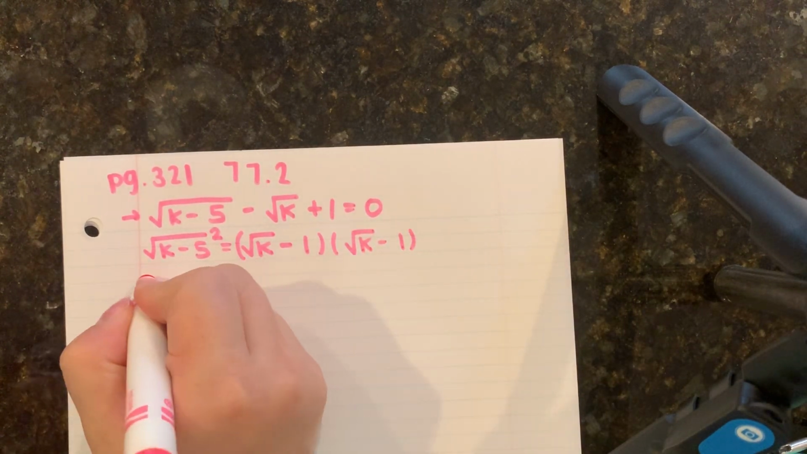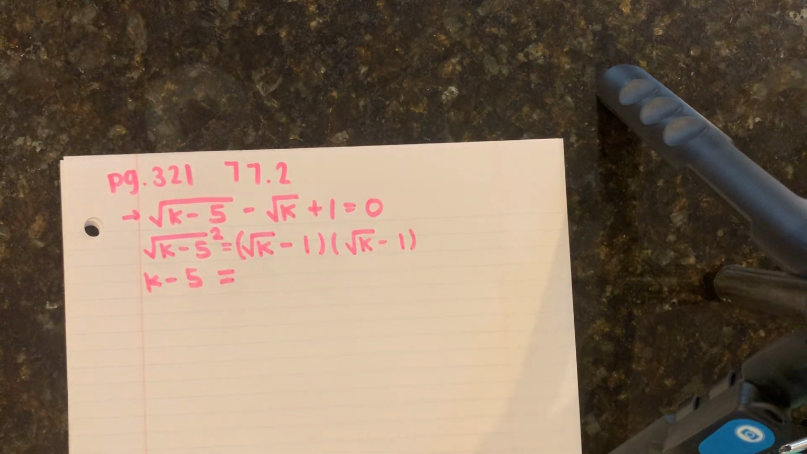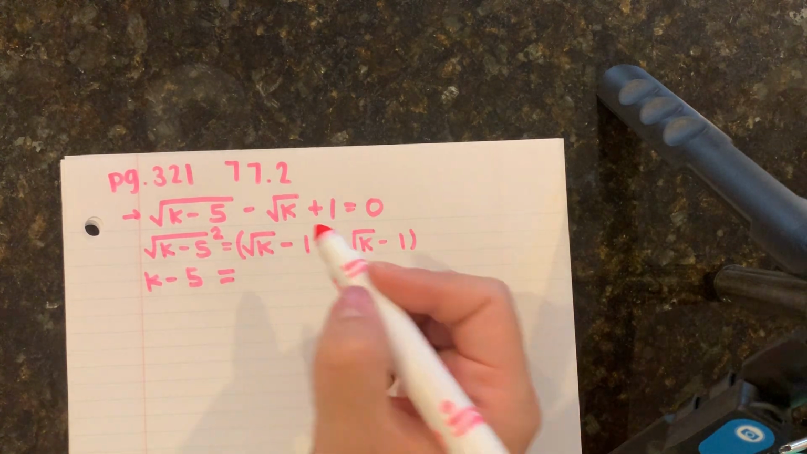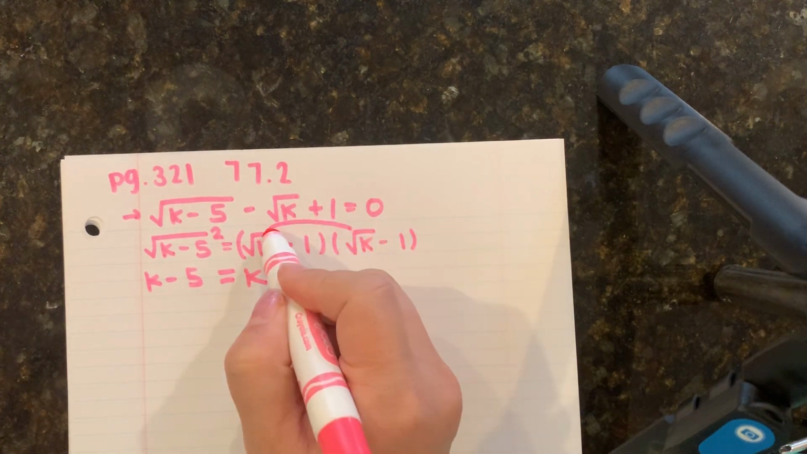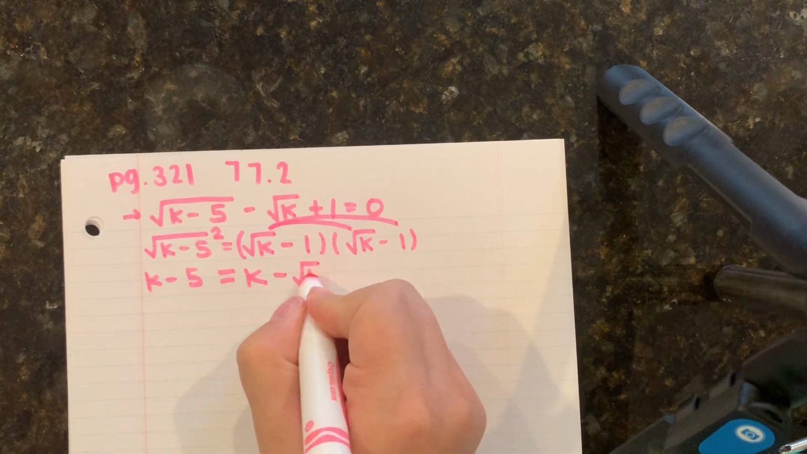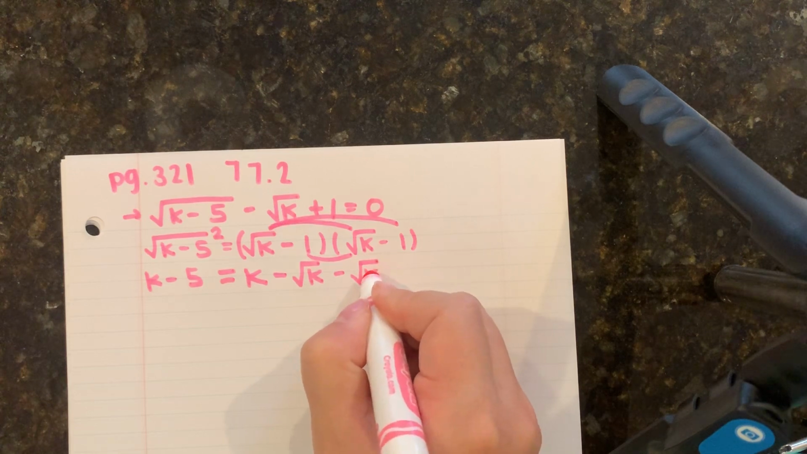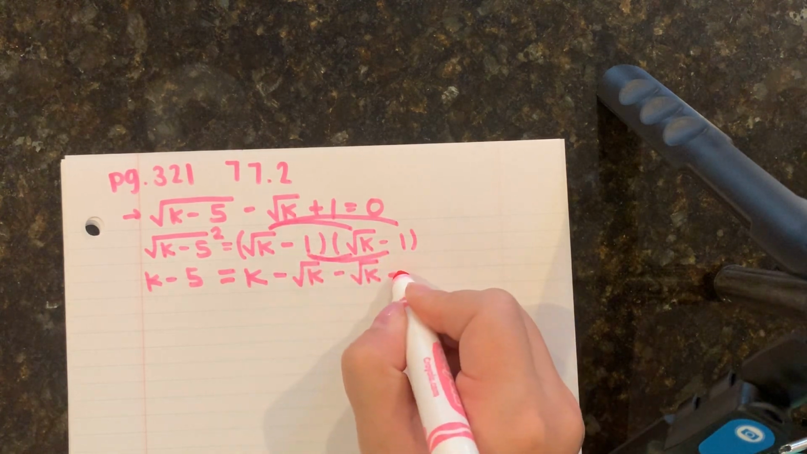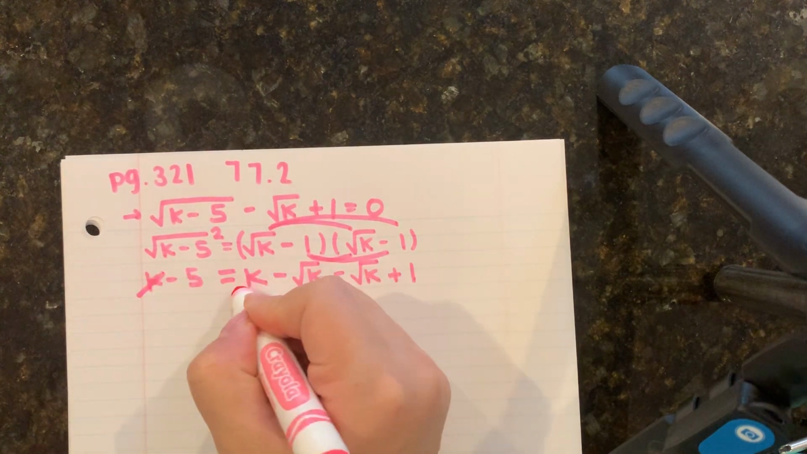Now you're going to notice that on the left-hand side, your square root is going to go away, so you just have k minus 5 on the left. But on the right-hand side, you do have to multiply this out fully. So you multiply out square root of k times square root of k, which would just be k. Then you have square root of k times negative 1, so negative root k. Then negative 1 times root k again, so negative root k. And then negative 1 times negative 1 would be positive 1. So what you should see at this point is that both of the k's are going to cancel out.